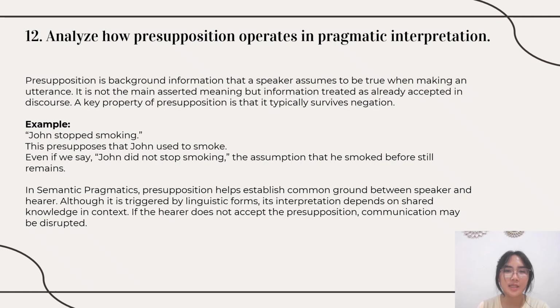A key property of presupposition is that it typically survives negation. Example: "John stopped smoking." This presupposes that John used to smoke. Even if we say "John did not stop smoking," the assumption that he smoked before still remains.